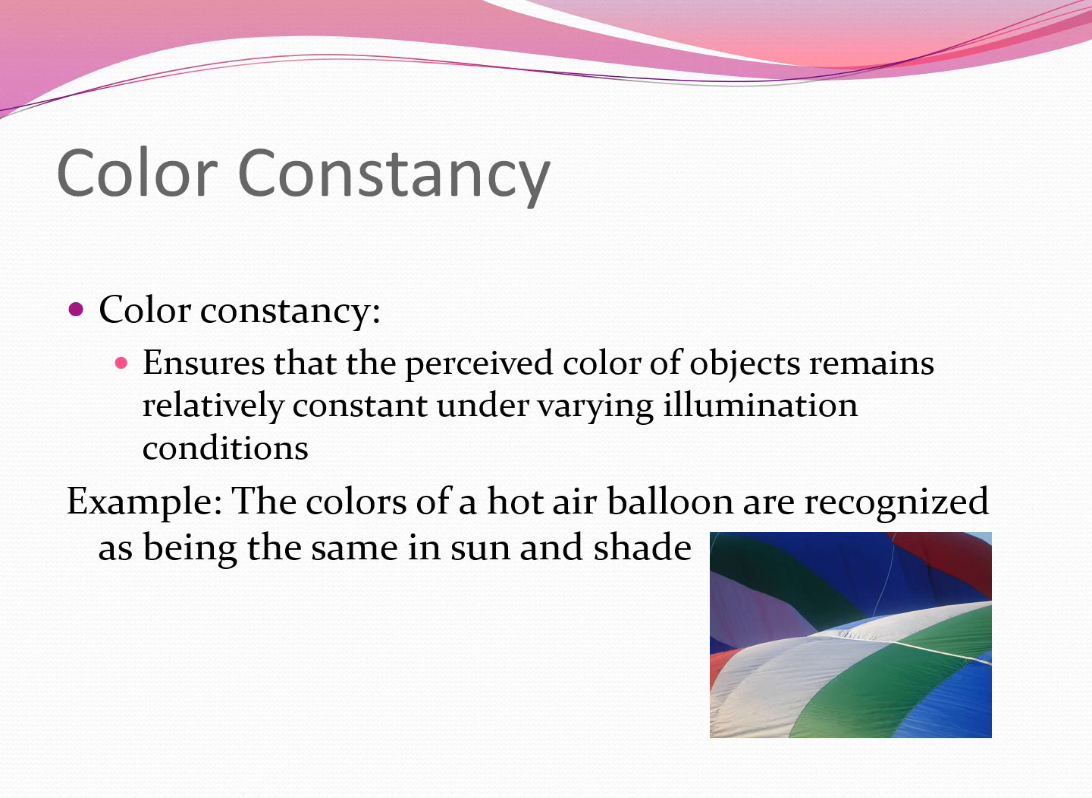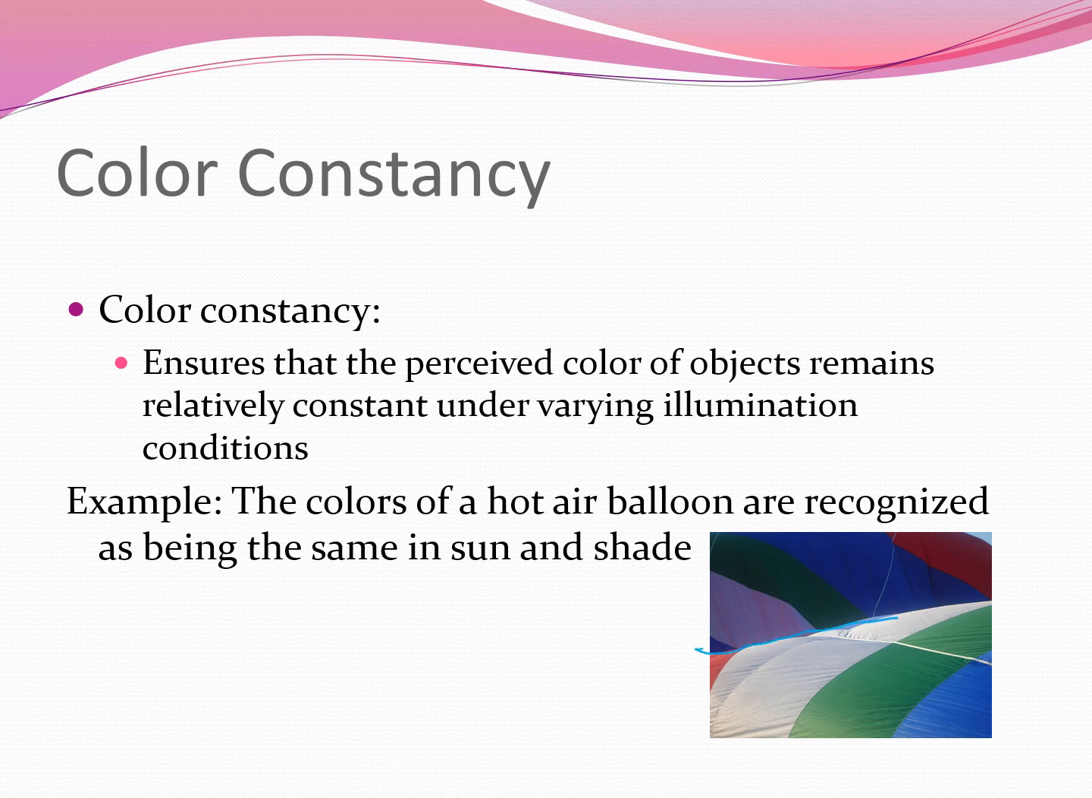This is something we've already talked about before when we talked about the different constancies, but it plays a part in vision as well. So color constancy, this is just really a review, ensures that the perceived color of objects remains relatively constant under varying illumination conditions. So an example would be this, right? The colors of the hot air balloon are recognized as being the same in the sun and the shade. So you got two pictures here.